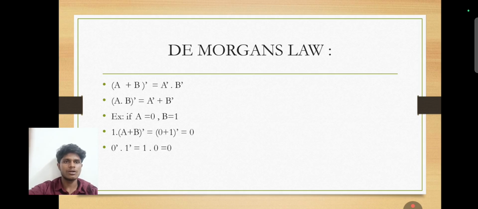These laws are called De Morgan's law. Let us consider an example. If A = 0, B = 1. First example: (A + B) whole complement = (0 + 1) whole complement = 0. 0 complement into 1 complement = 1 into 0 = 0. Therefore, LHS equals RHS. De Morgan's law is verified.